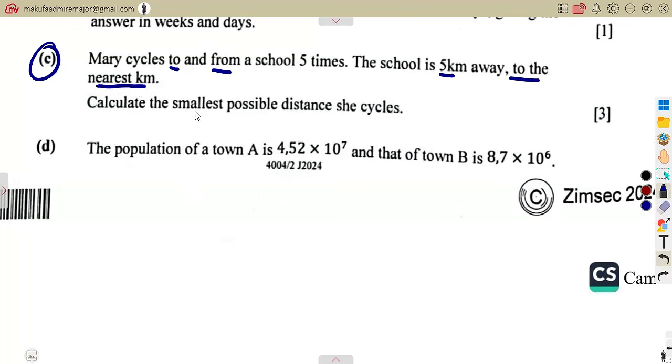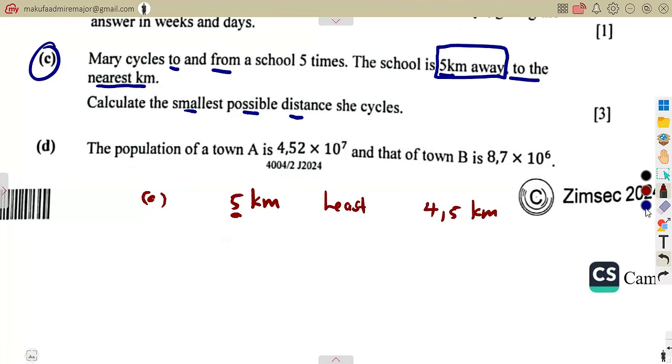So the question is to calculate the smallest possible distance, meaning to say from the 5 kilometers that we are given, let's work from there. From the 5 kilometers, because it is the one that is given to the nearest kilometer. The least possible distance from this 5 kilometers is going to be what? That will be 4,5 kilometers. Remember, for the least, you subtract 0,5. For the upper boundary or for the maximum, you add 0,4. You add 0,4 to the nearest whole number.